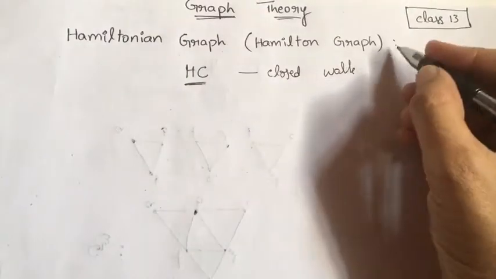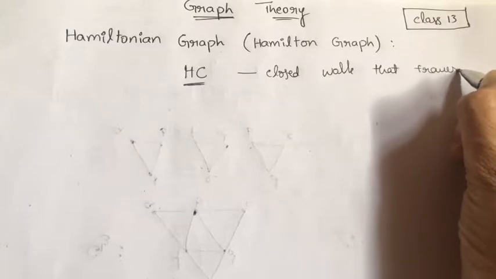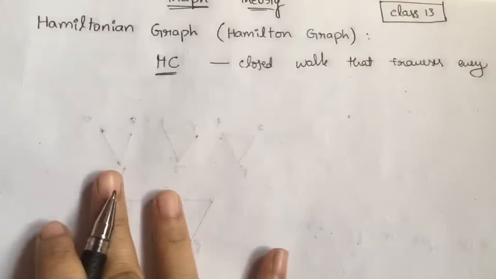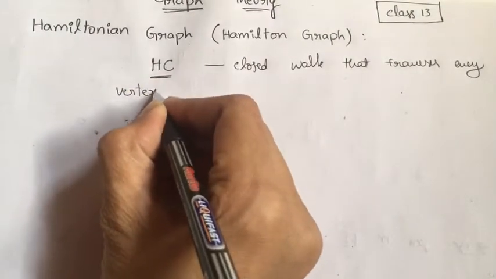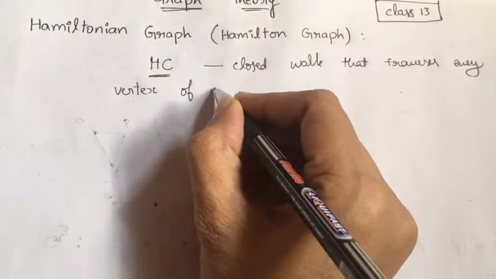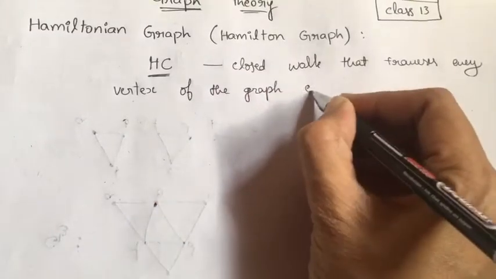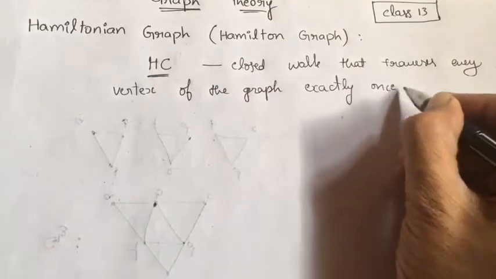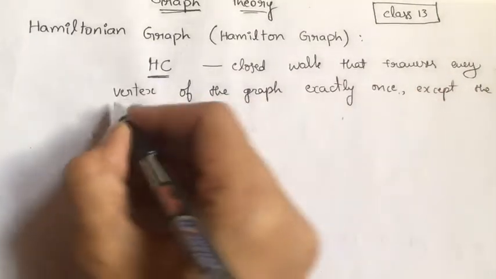It's a closed walk that traverses every vertex of the graph exactly once, always remember, except the initial vertex.